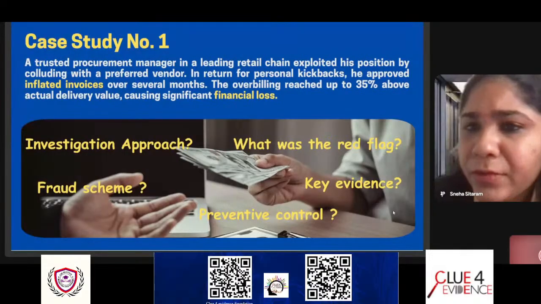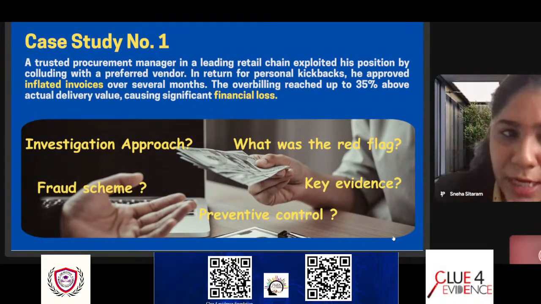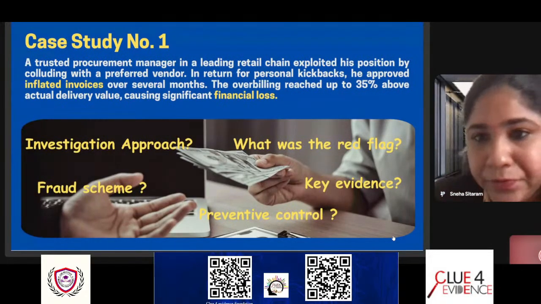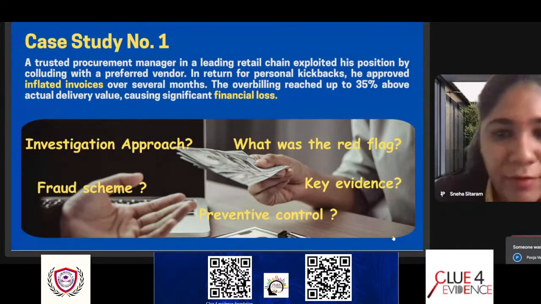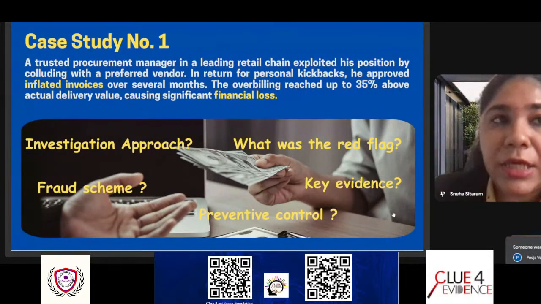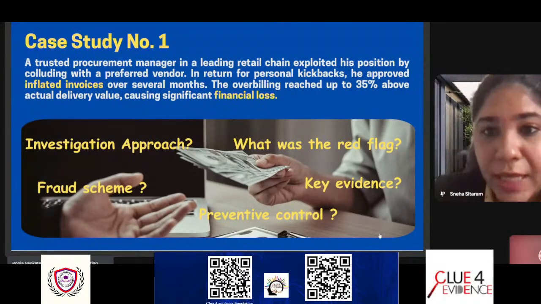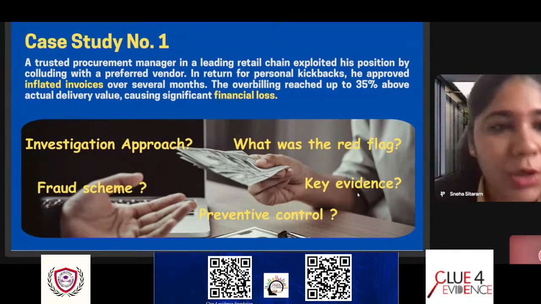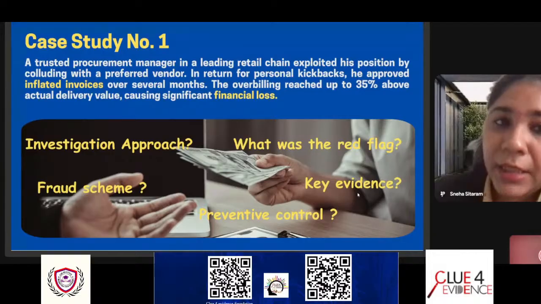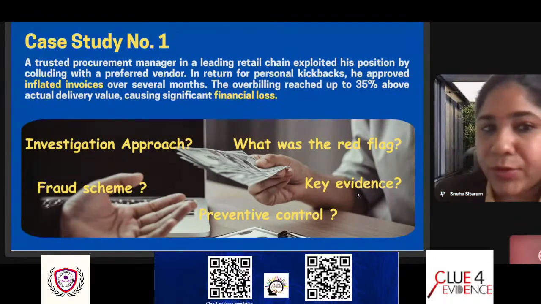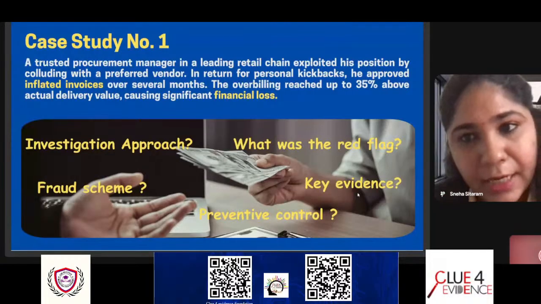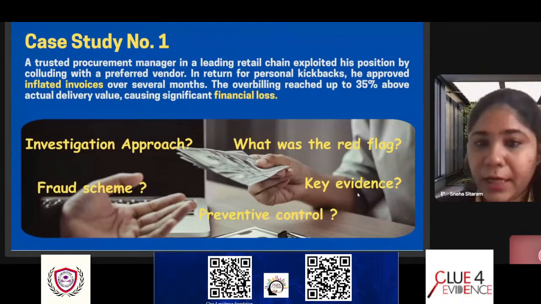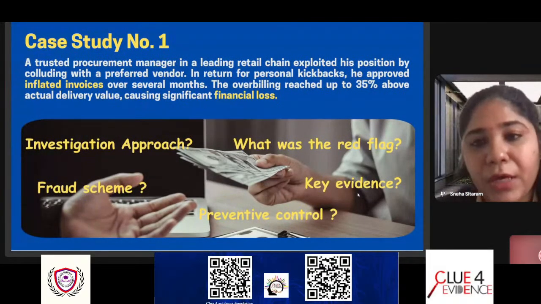Apart from data analysis, through data analysis you will get some pattern of these inflated invoices. Later on you can pull out those invoices and check those documents. That will be the document verification aspect. And the vendor also here, the preferred vendor, so you can go and check their ledger as well. Apart from that, there are a few other techniques which we can use.